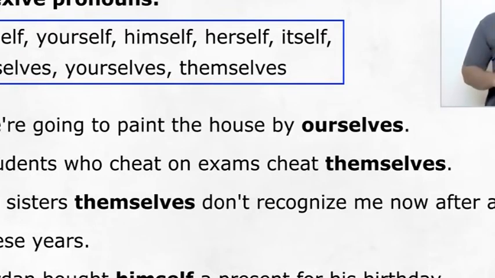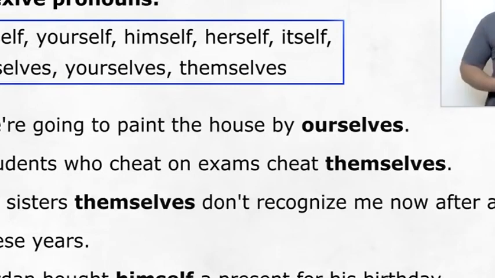Now, the pronouns that you see on the screen are the only reflexive pronouns in English. There are no other reflexive pronouns. So it's a good idea for you to memorize these so that you don't use any wrong forms. So that's one mistake that's very common with reflexive pronouns. The second kind of mistake has to do with myself. Not me, but the pronoun myself.